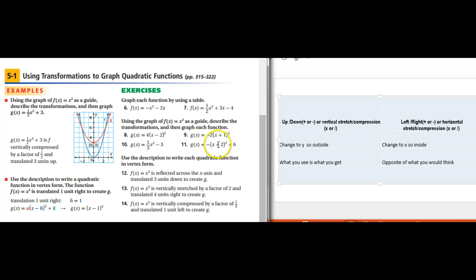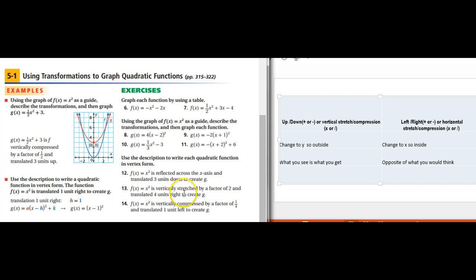Let's go to number 11 here. Number 11 has several changes happening. Let's start with the negative. You remember that when there's a negative involved, we just say reflection. Okay, that one's easy. The +2, again, let's go over here. It's happening on the inside, so it's a change to x, so we know our words are left or right. Since we're adding 2, we know we're going to say left, because we do the opposite of what you think. So we have a reflection, left 2, and then the +6 is happening outside the function. So let's go over here. Since it's outside, we say that we're going up 6.